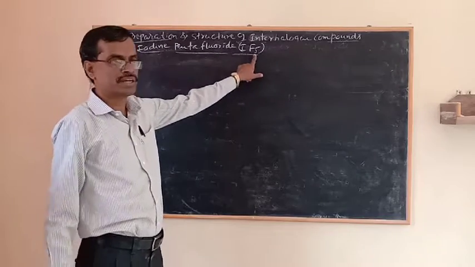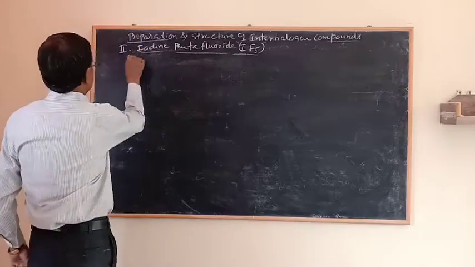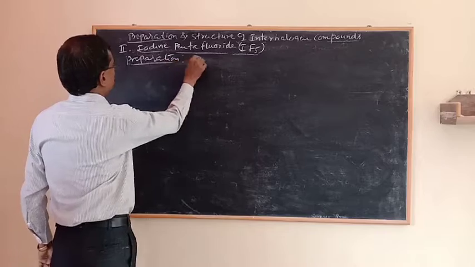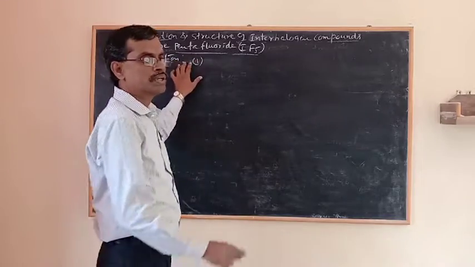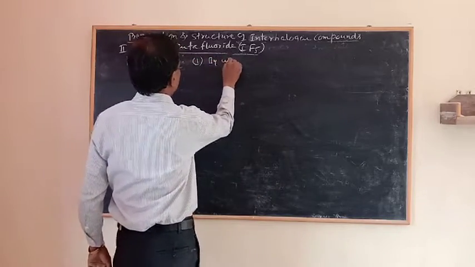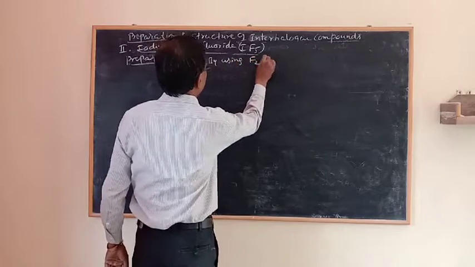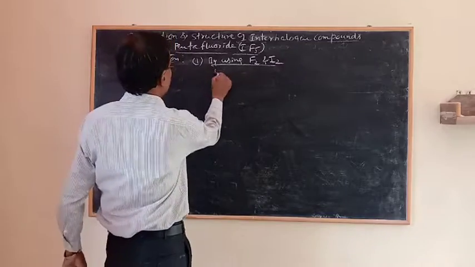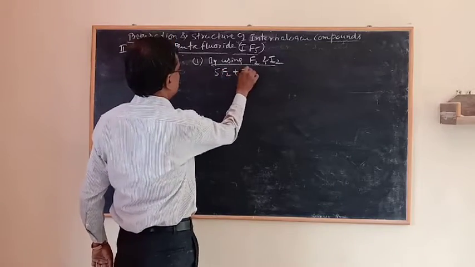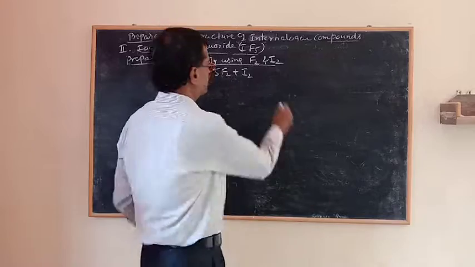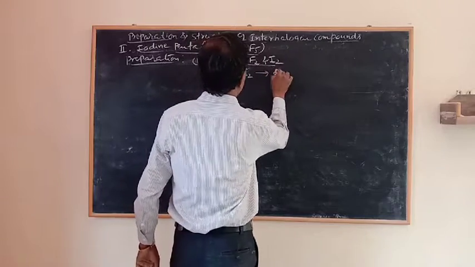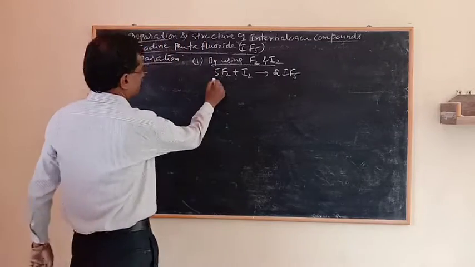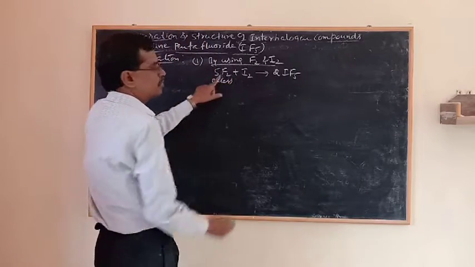Iodine pentafluoride, the second compound. We study the preparation. First, by using F2 and I2. Here, by taking 5F2 plus this I2 to form 2IF5, iodine pentafluoride. In this method, we are taking this F2 as excess.